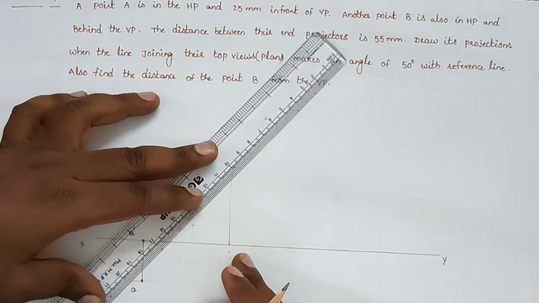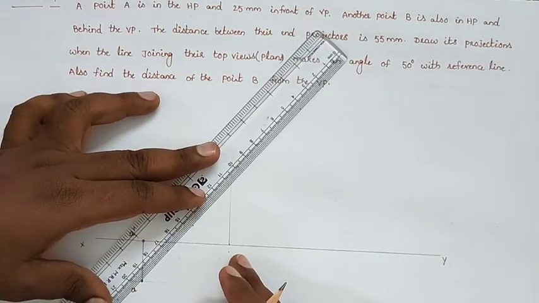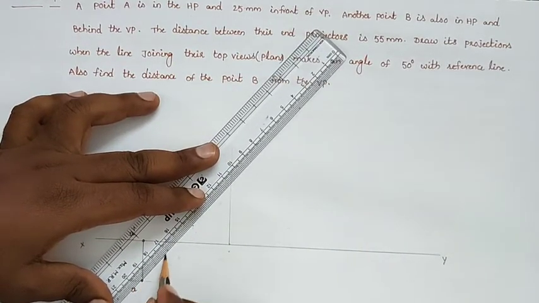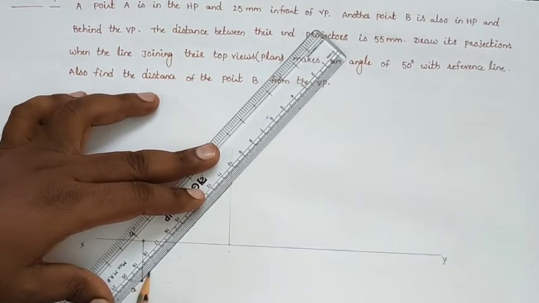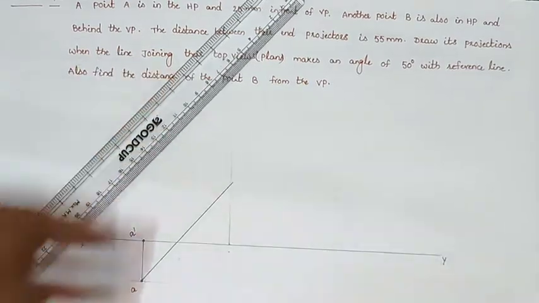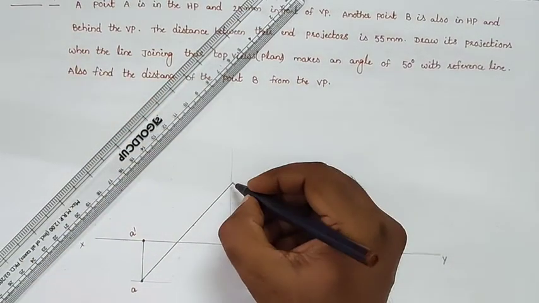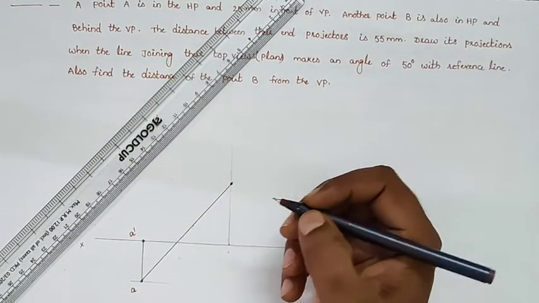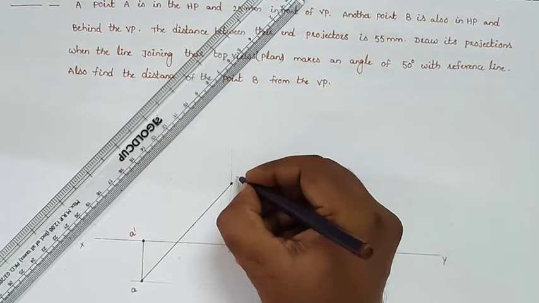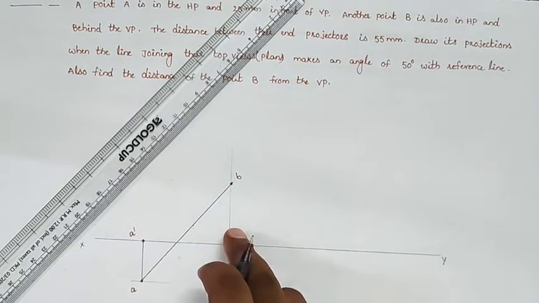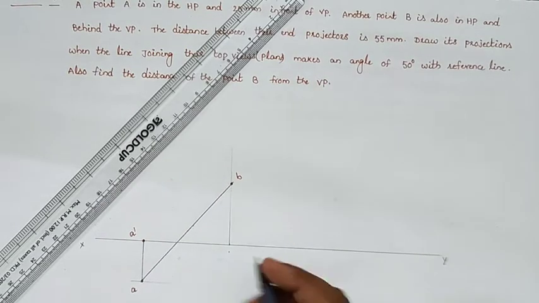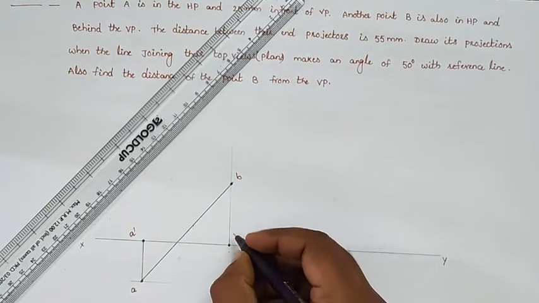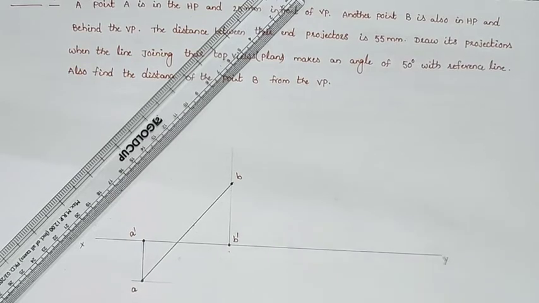I will draw a line joining up to the projection of point B, up to here. We will draw a thick line, and this line will intersect the projection of point B at point small b. So this is the projection of point B, the top view, and here we will get the front view of point B dash.